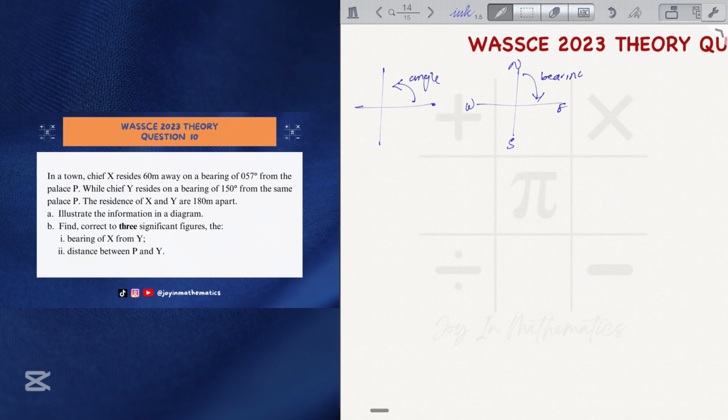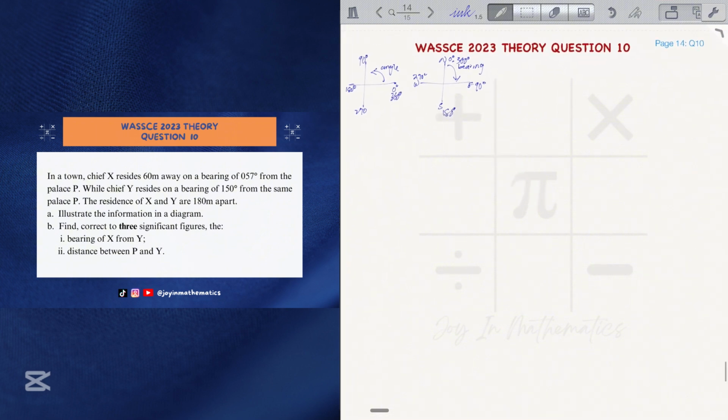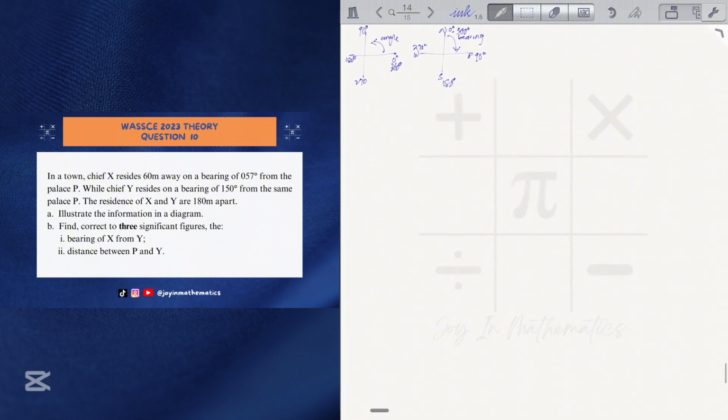So this is bearing. For the angles, we have 0 degrees to 90 degrees to 180 to 270 and back to 360 degrees. But for the bearing, this is 0 degrees, 90 degrees, 180 degrees, 270 degrees, back to the north, which is 360 degrees. So we'll use this as our mode of solving this question. So let's begin.